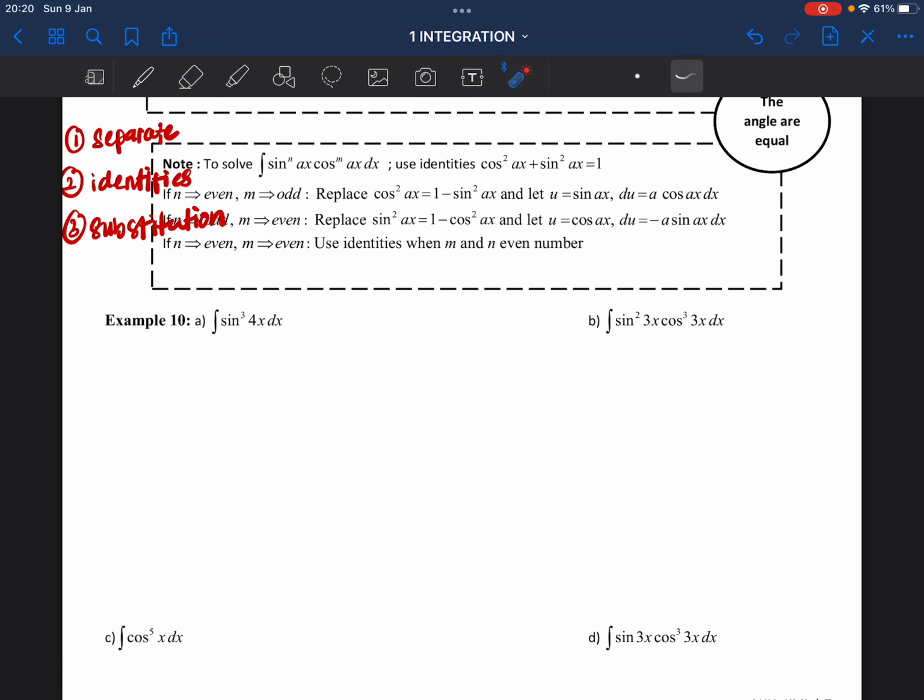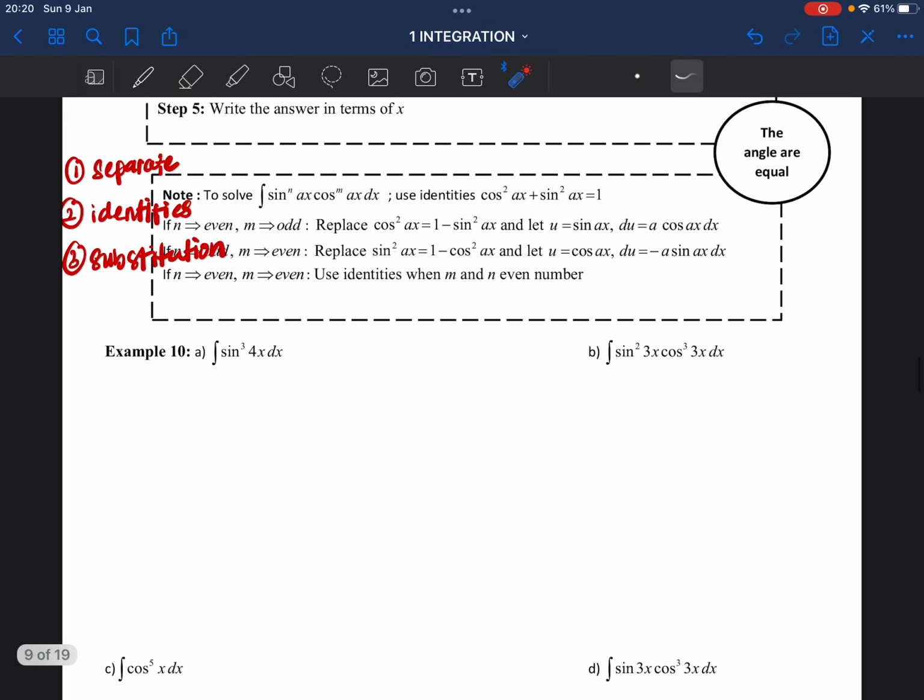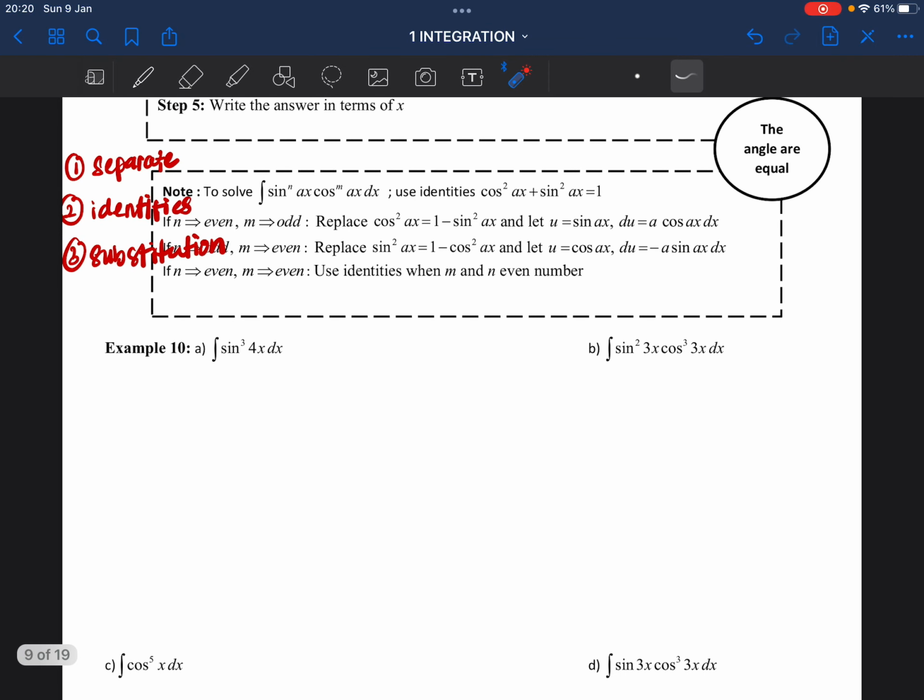We have integrate sine cube 4x dx. Can we use the double angle? Cannot, because the power here is 3. So therefore we have to use this method. First you have to separate. What do we have to separate? We have to separate sine 4x and sine square 4x. We need to create sine square 4x, because your next step is you have to use identities. This is indices: power 2, when multiplying we add the powers, 2 plus 1 we get 3.